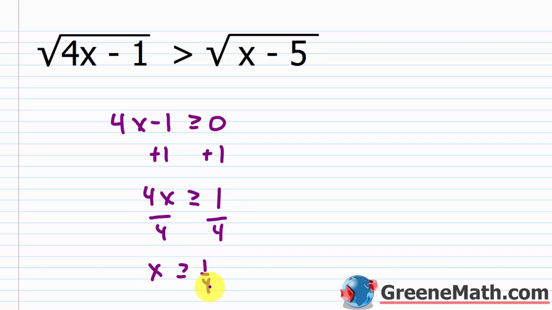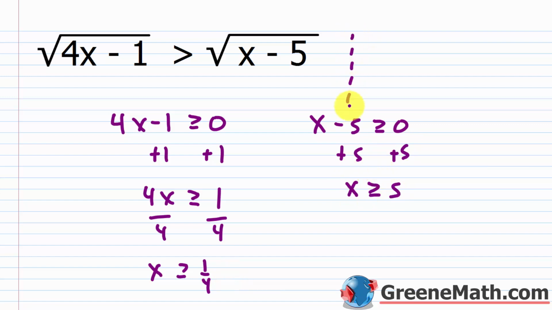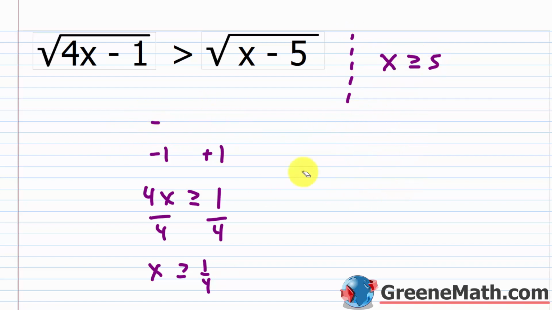Here, this one's going to be more restrictive, right? If I set x minus 5 greater than or equal to 0 and add 5 to both sides of the inequality, I find that x has to be greater than or equal to 5. Again, this one's more restrictive, so that's going to be our domain. So x has to be greater than or equal to 5, okay? Let's erase all this now that we know what we're looking for.